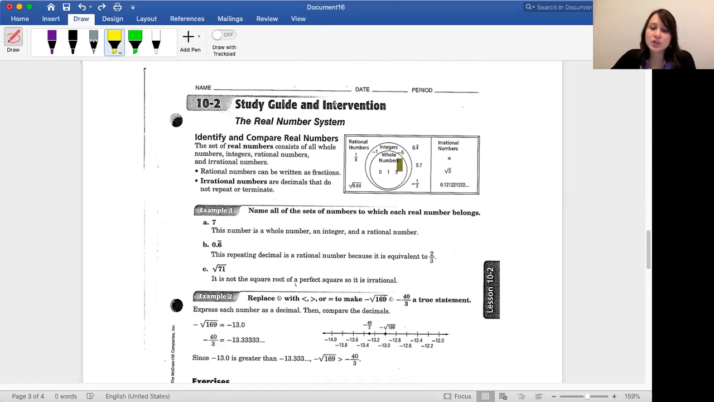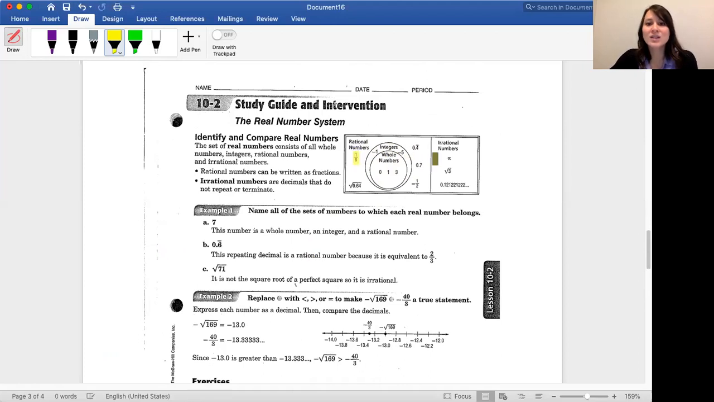1, 3, 500, 200, 210, right? Any of those are whole numbers. Now, integers are whole numbers and their negatives. So integers are whole numbers, but including negatives. So whole numbers are always positive, integers include the negatives. And then rational numbers are any number that can be written as a fraction.